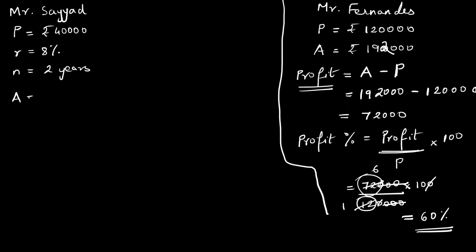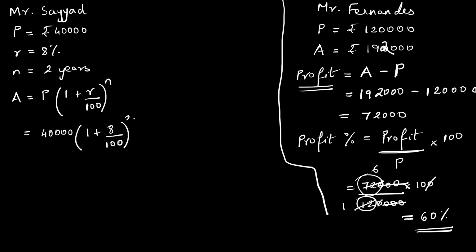Yes, amount is equal to P in bracket 1 plus R upon 100 raised to N, which is equal to 40,000 in bracket 1 plus 8 upon 100 raised to 2. Many people will want to cancel this. My suggestion, don't cancel it, because then the 0 will remain and the zeros will get cancelled.